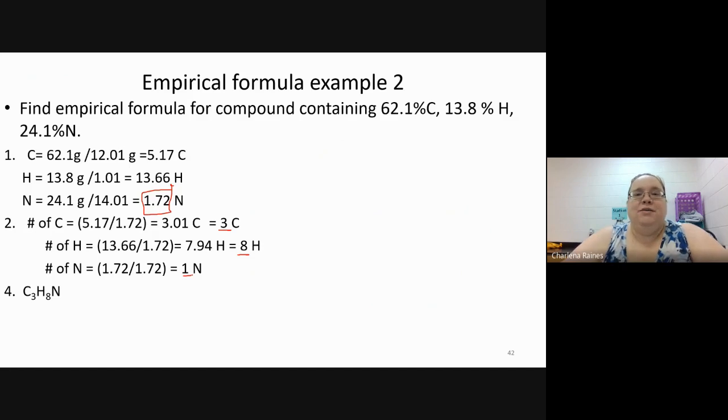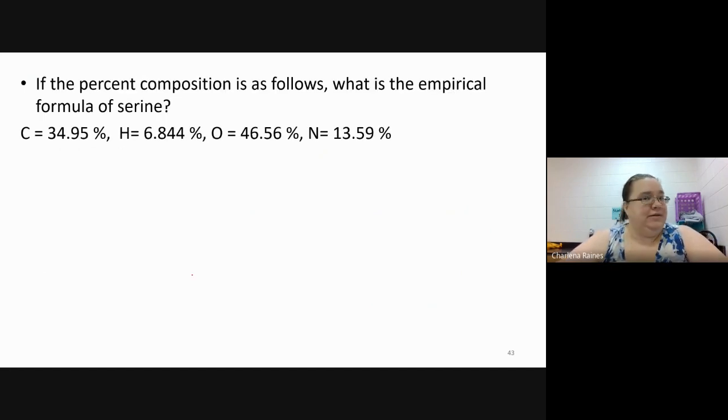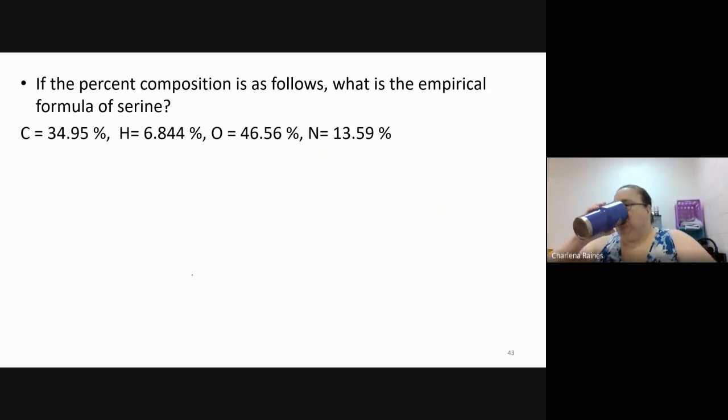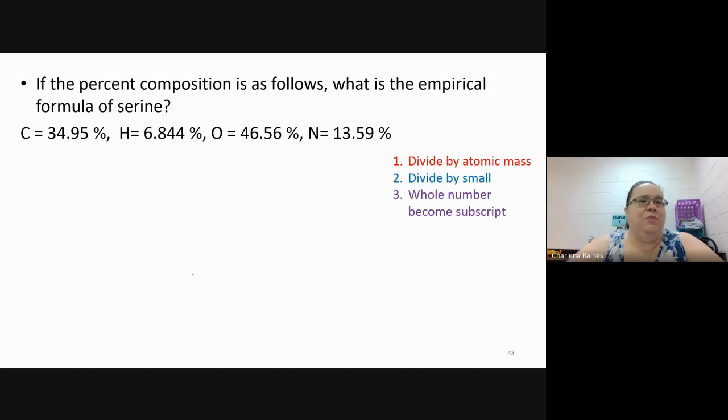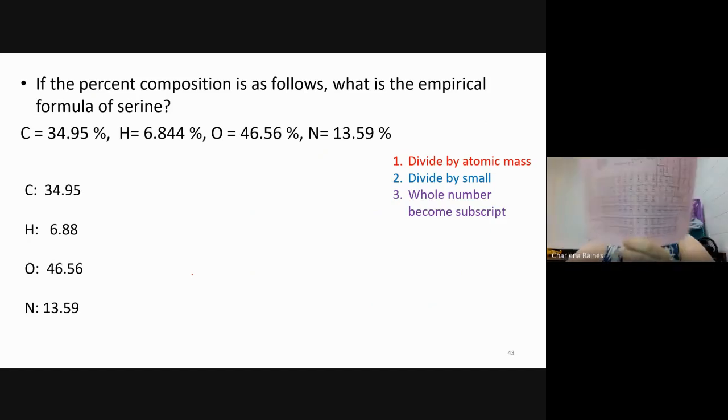Alrighty, so you guys pause the video and try number 3 and see if you get it correct. So remember, our steps are to divide by mass, divide by small. Those whole numbers become my subscripts. So I write all of my percents down so that I can actually start my calculations. For each element, I'm going to divide them by their atomic mass. If I don't have them memorized, I look at my periodic table. Even if I think I have it memorized, double check your periodic table. That's why you're given the periodic table. So for each one, I divide them by their atomic mass.